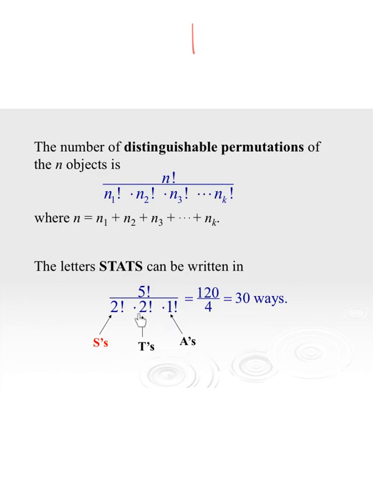If we take these 3 values and add them together, we end up getting our n, which is what we're trying to show here. And when I simplify this, I get 120 over 4, which simplifies to 30 different distinguishable permutations for the word stats.